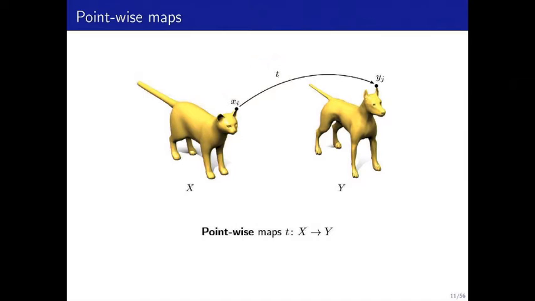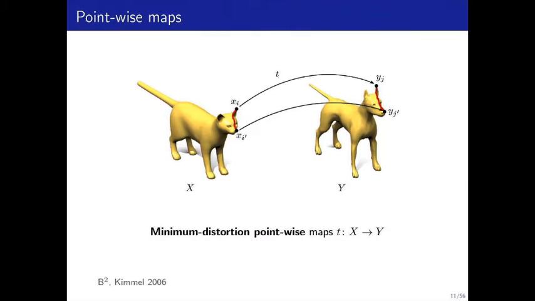So to the problem of shape correspondence. The traditional way of thinking of shape correspondence is a correspondence between points on shapes. If you have this cat, I want to map a point xi to some other corresponding point yj on the dog, and we can impose some constraints or some criteria on this map.